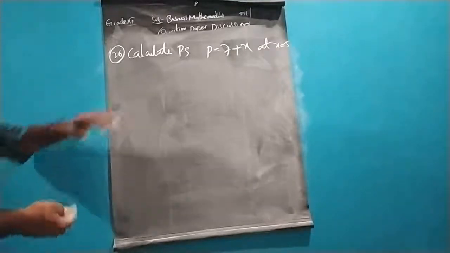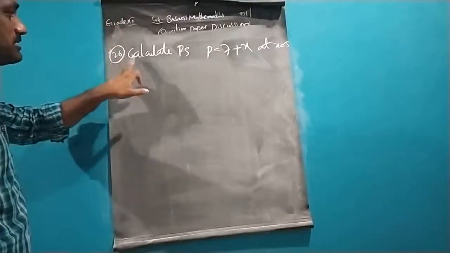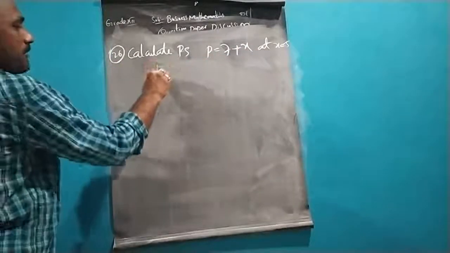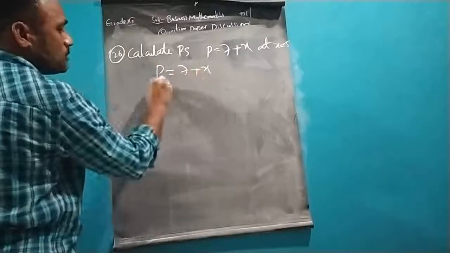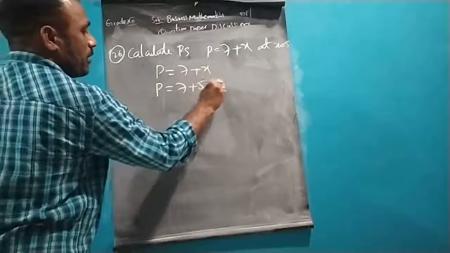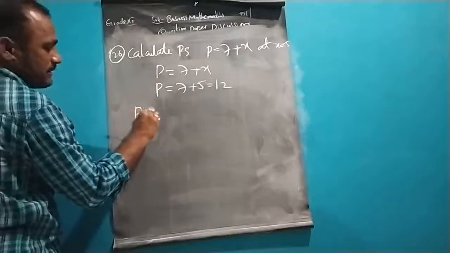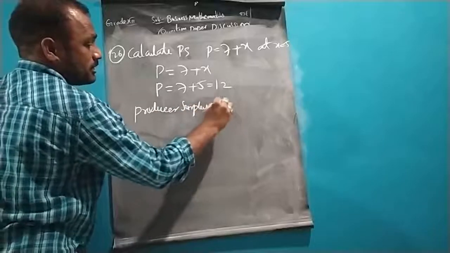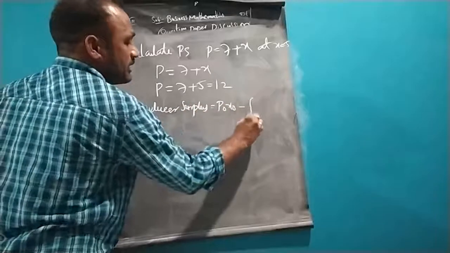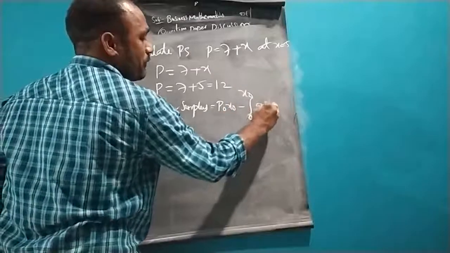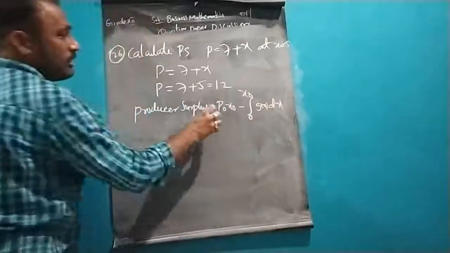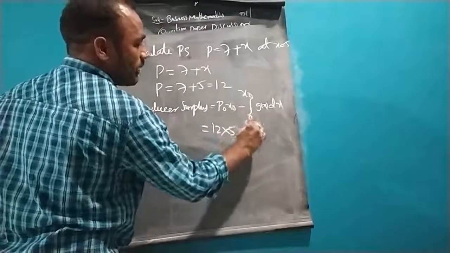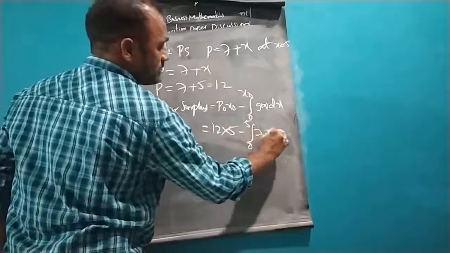Let us see the 27th question, which was previous, like the assignment problem. 26th question: calculate the producer surplus. P is given and X is 5. Given P equals 7 plus X, so P will be 7 plus 5, which is 12. So he is asking in the question for the producer surplus. So that is P naught X naught minus the integral 0 to X naught of g(x) dx. So P naught into X naught, that is 12 into 5, minus the integral 0 to 5 of the given function 7 plus X dx.